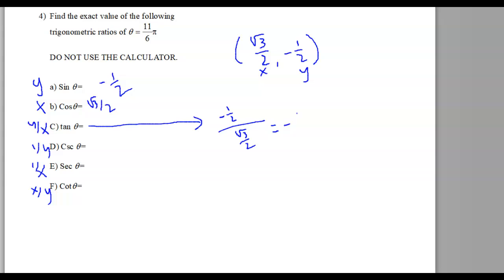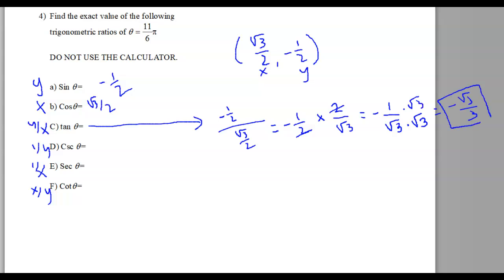So how does that go? Fraction division is multiplying by the reciprocal of whatever you're dividing by. So it's going to be negative half times 2 over square root of 3. The 2 cancels out, and I have negative 1 over square root of 3. You cannot leave your answer like that. Why not? Because you cannot have a radical in the denominator. So make sure you rationalize it to get negative square root of 3 over 3 for the tangent of theta.